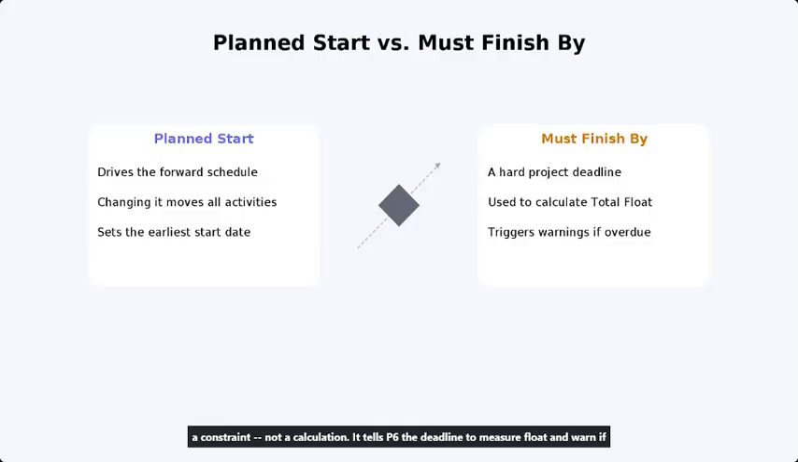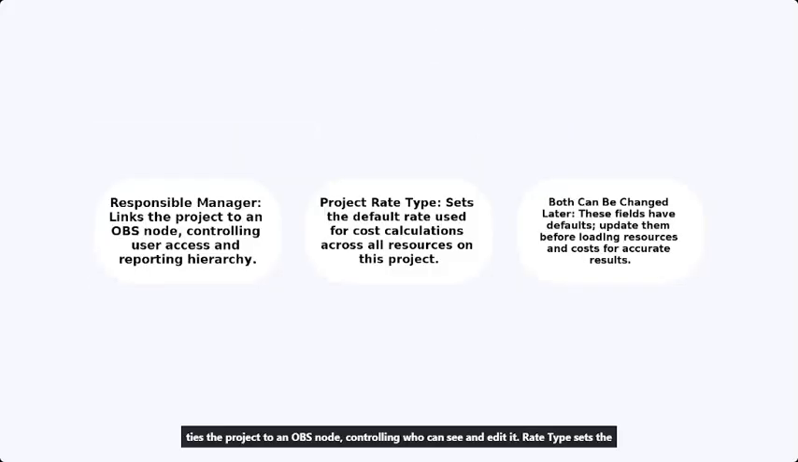The wizard also has a responsible manager and a project rate type. Responsible manager ties the project to an OBS node, controlling who can see and edit it. Rate type sets the default cost rate for resources. These fields often come with organizational defaults, so you may not need to change them now. But keep them in mind before loading resources. Wrong rate type leads to incorrect cost calculations.